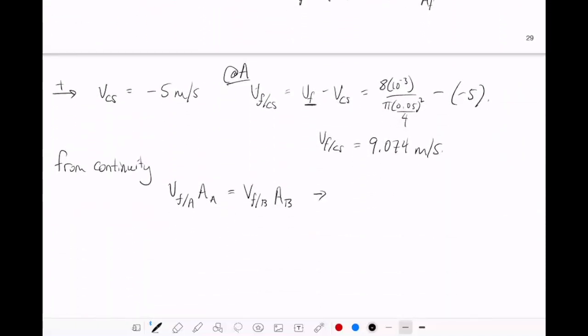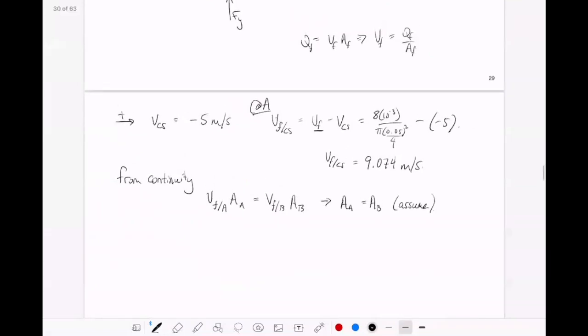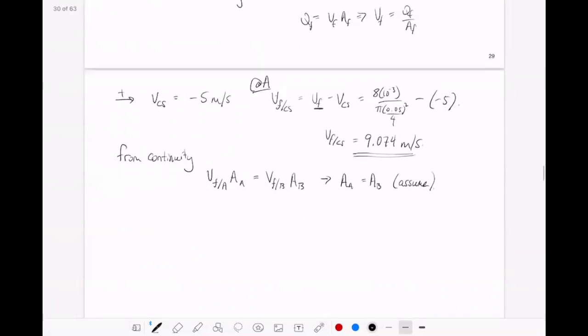So we can also assume that A is equal to A B. And that's an assumption based on the information given to us in the problem. So we have information about the velocity. We know we have a numerical value for the velocity. So we can just go straight into the linear momentum equation.